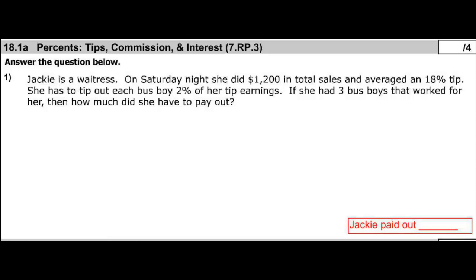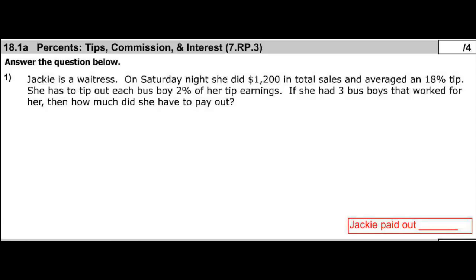All right, welcome to the first video for the percent, tips, commission, and interest series. In these problems, we're extending what we've done before with the discount, markup, and tax. We're again using percents as a tool. And so again, we're going to use calculators because we're not testing, do we know how to do this by hand, multiply whole numbers and decimals. We're testing a couple of things.